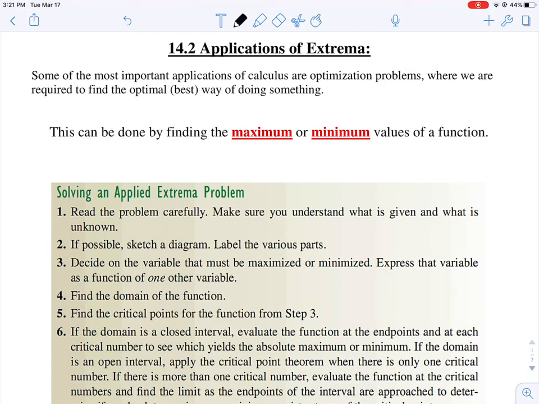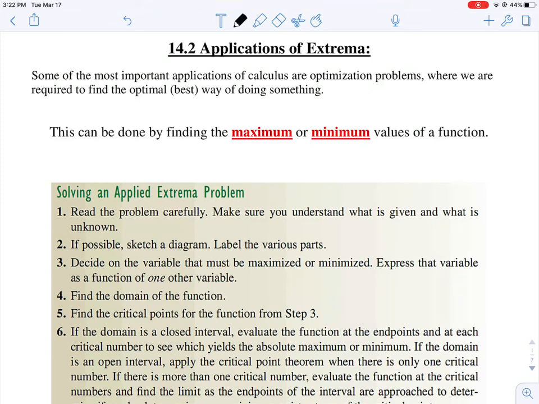Okay, our next section that we're going to talk about is 14.2, where we're actually going to get into applications of finding extrema, maximums and minimums. So we talked in the last section about how to find absolute maximums or absolute minimums, but now let's apply it to some kind of real world problems.